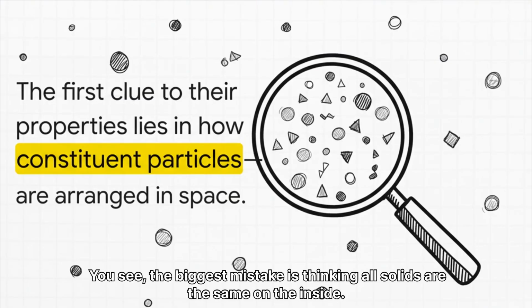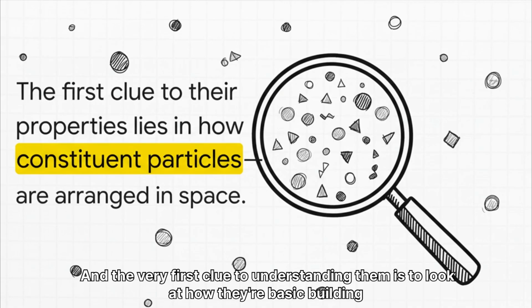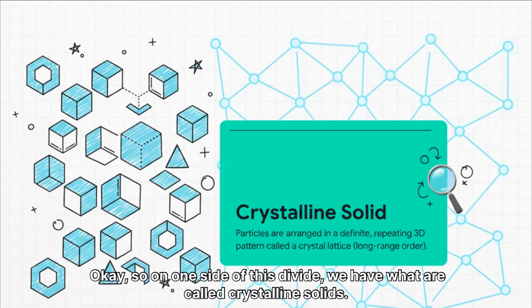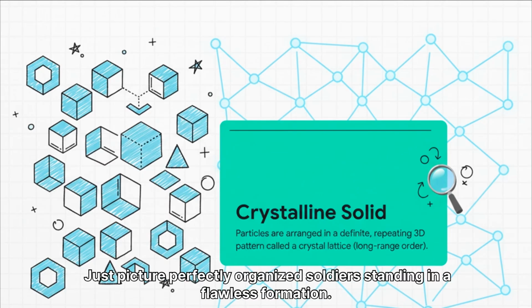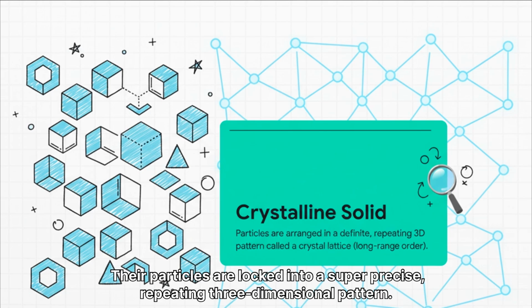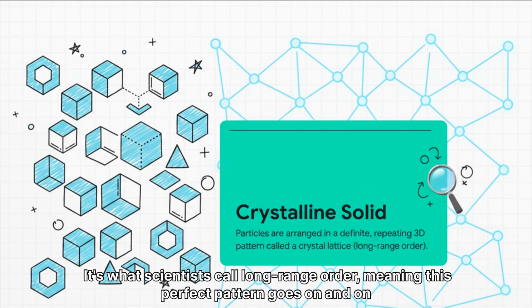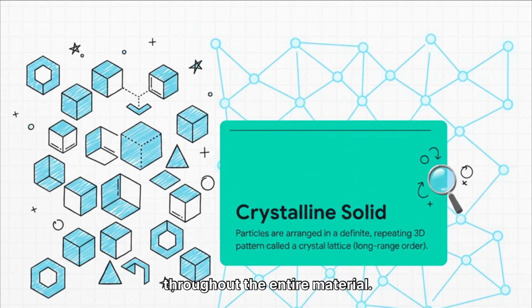You see, the biggest mistake is thinking all solids are the same on the inside. They're not. And the very first clue to understanding them is to look at how their basic building blocks, their atoms and molecules, are actually arranged in space. Okay, so on one side of this divide, we have what are called crystalline solids. Just picture perfectly organized soldiers standing in a flawless formation. Their particles are locked into a super precise repeating three-dimensional pattern. And this isn't just a small, neat little patch. It's what scientists call long-range order, meaning this perfect pattern goes on and on throughout the entire material.